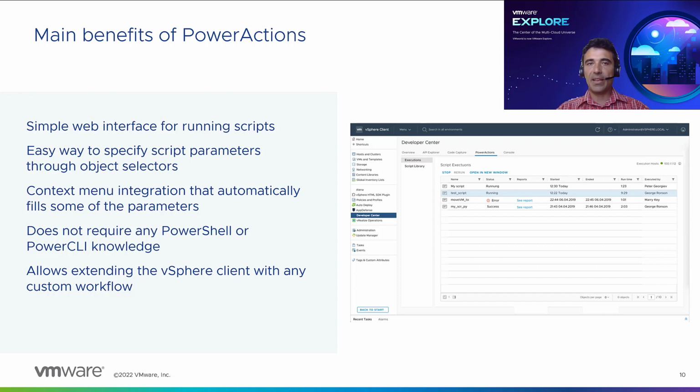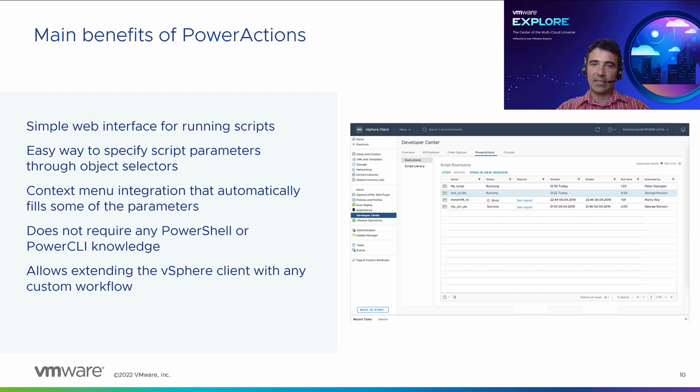There is a simple interface that allows them to pass the parameters of the script, and it also has a context menu integration where you can execute a script from the context menu so that it gets the object that you have right-clicked on as a context parameter of the script. And it virtually gives you the ability to extend the vSphere UI client with everything that you can imagine. So you can write any script and you can extend the vSphere client with new functionality.